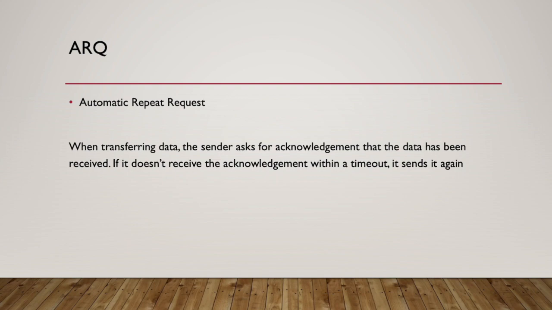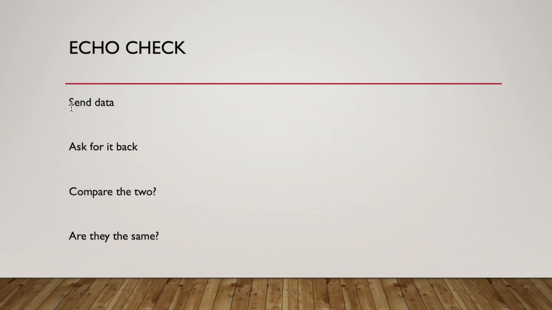Finally, we've got the echo check. With this one, we send data and we ask for it back. And then we compare the two. And if they're the same, then that transmission was successful. Think about, for example, if you send an email to a friend. You ask that friend, send me the email back.